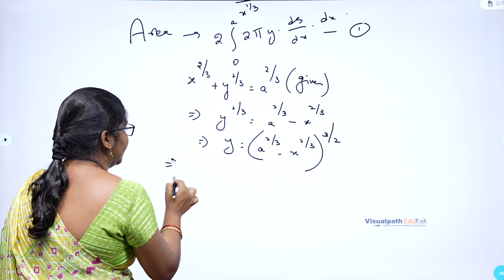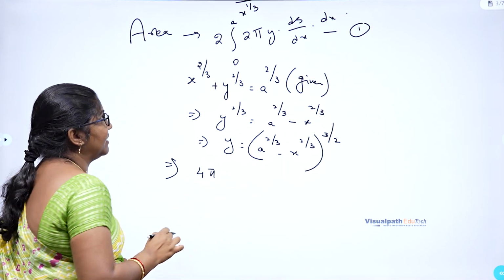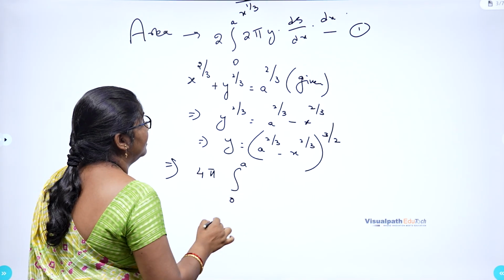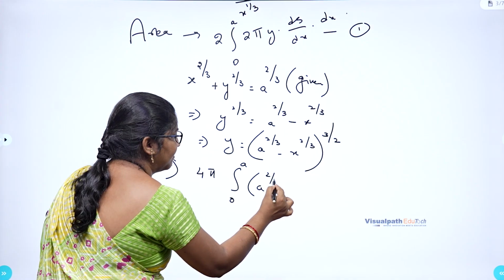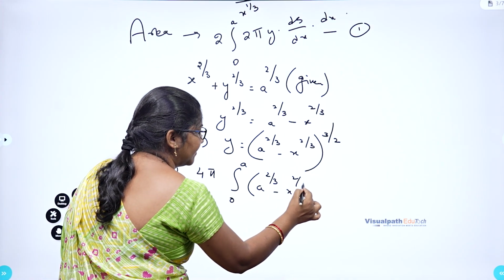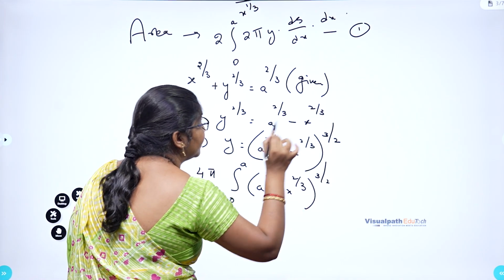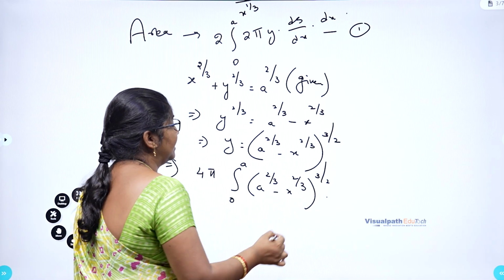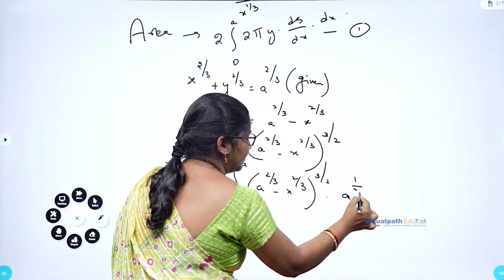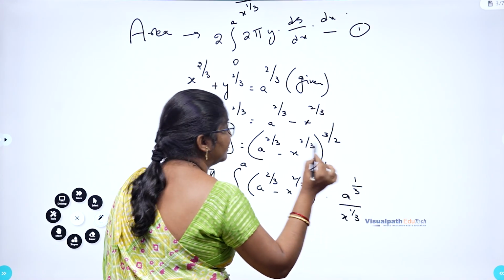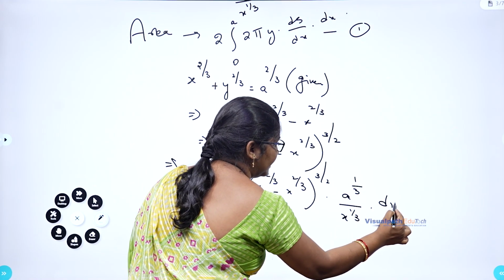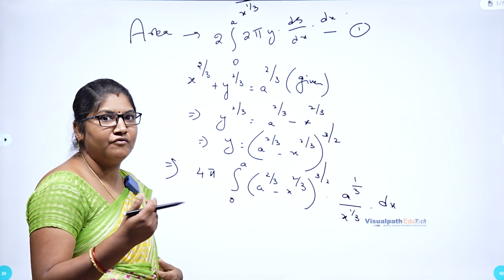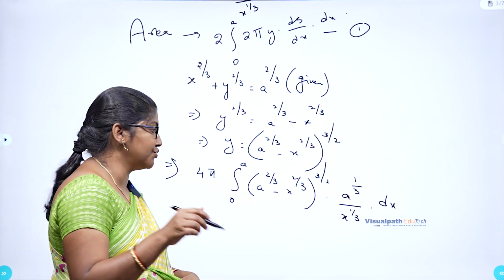4 pi is completely constant. Integral from 0 to a, and y is nothing but a power 2 by 3 minus x power 2 by 3 whole power 3 by 2. What is ds by dx? ds by dx is a power 1 by 3 by x power 1 by 3 into dx. How to do integration for this? It is not possible directly. What we have to do is use the substitution method.